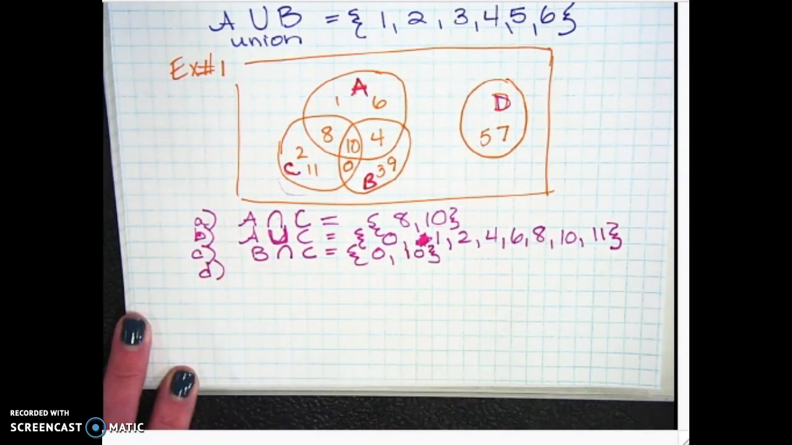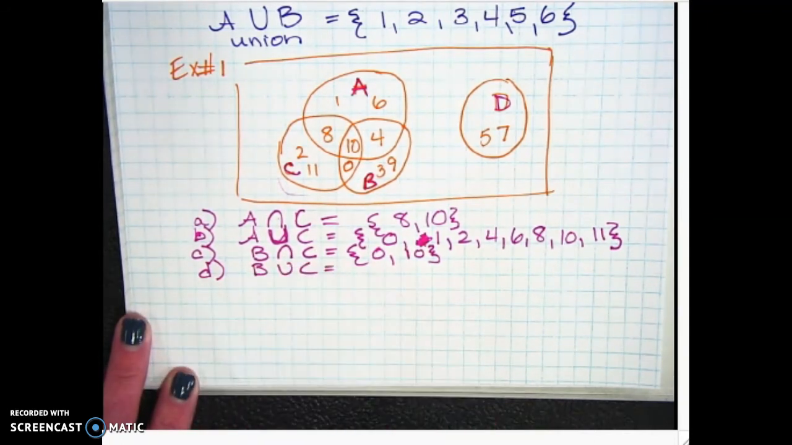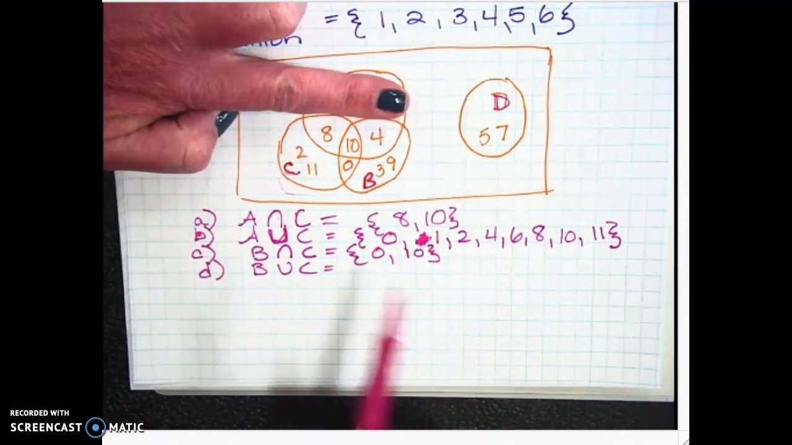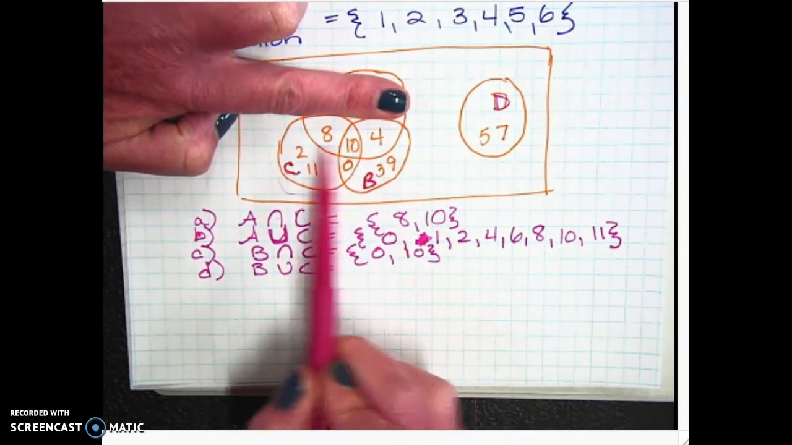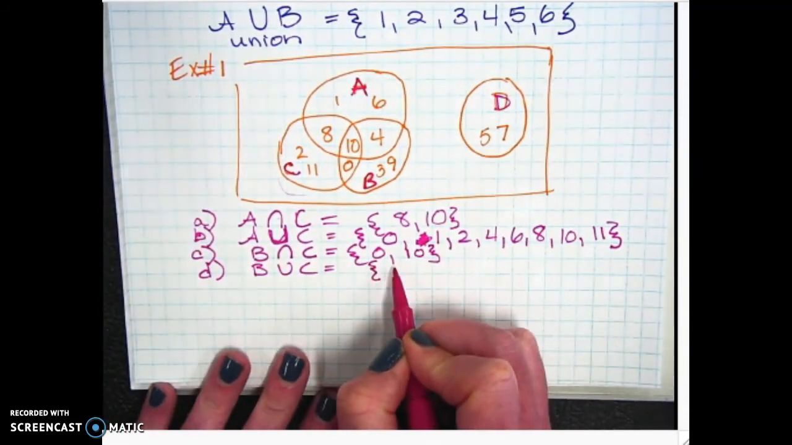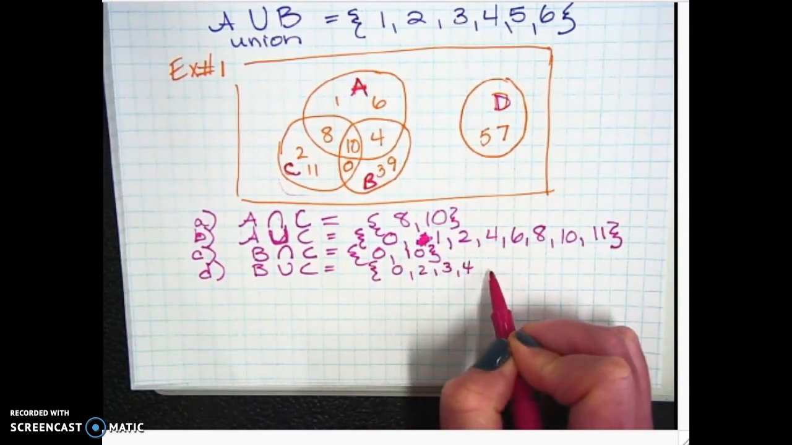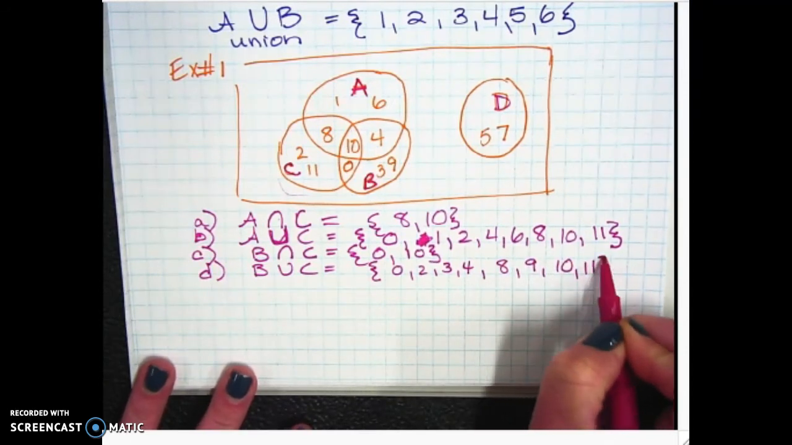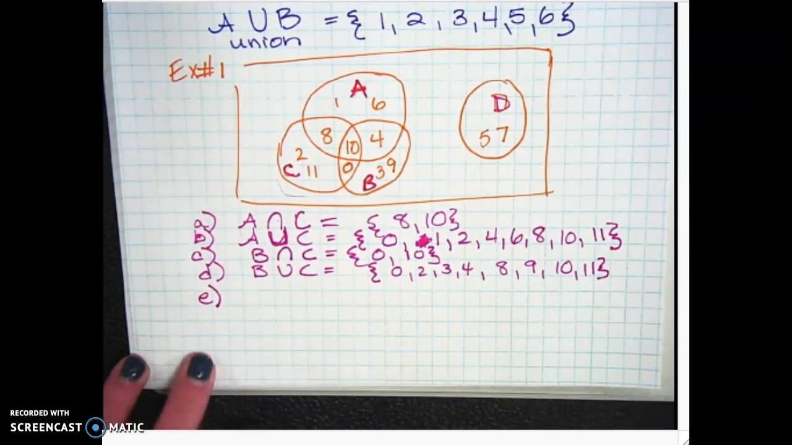Part D, the union of B and C. So it's going to be all the numbers except for these two up here, right? So what do we got? 0, 2, 3, 4, 8, 9, 10, 11. Okay. All right. Any questions on part D?